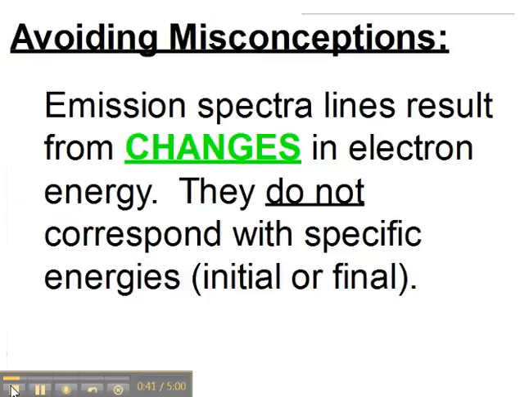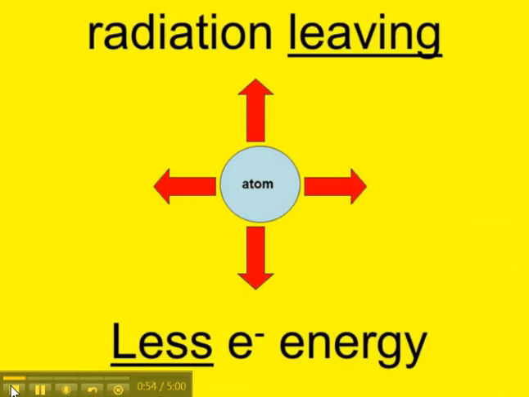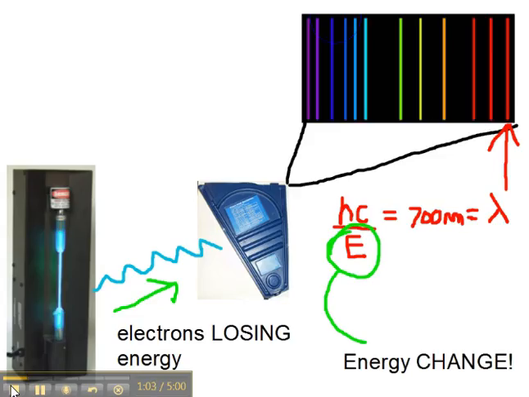This energy would be an energy change that's going on inside of the gas tube. A lot of times people think that the lines are energy levels themselves, when in reality the lines are actually energy changes that are going on, that electrons are undergoing. If you think about it, radiation leaving the atom means that something inside of the atom has to be less energetic. We're assuming that the energy coming out is coming from electrons losing energy.